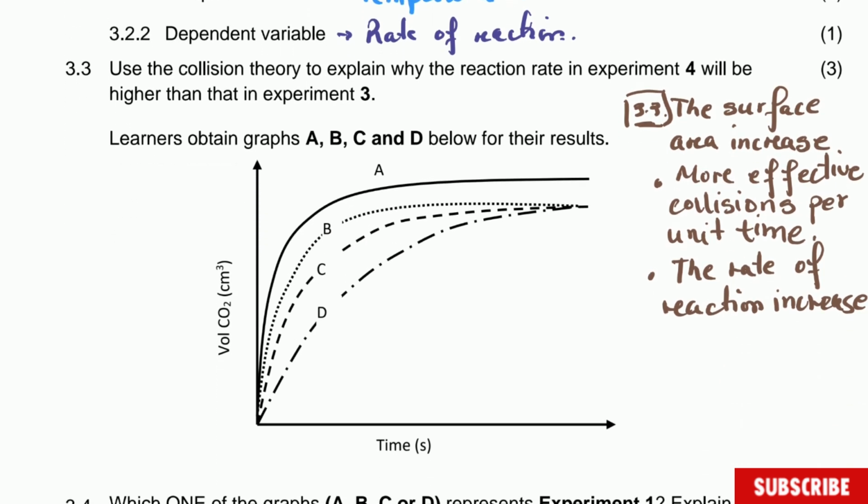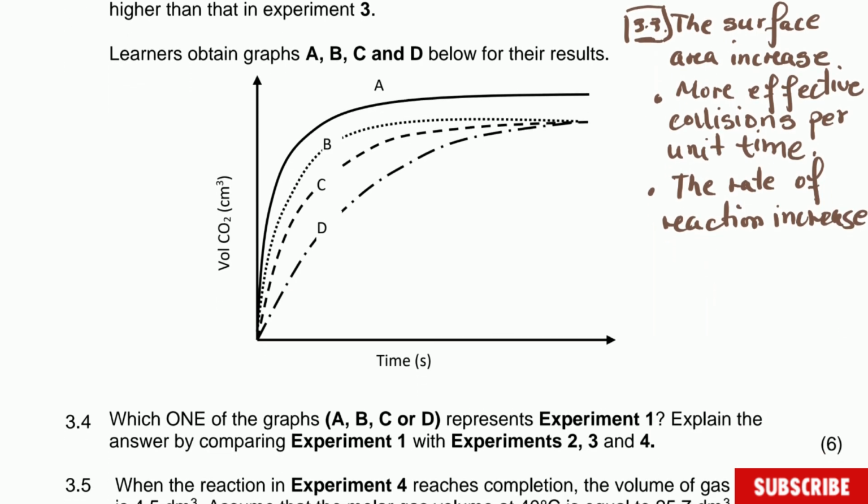Important question here. Learners obtain graphs A, B, C, and D below for the results. And you have the different experiments A, B, C, and D. Which one of the graphs A, B, C, and D represents experiment 1? Explain the answer by comparing experiment 1 with experiments 2, 3, and 4.